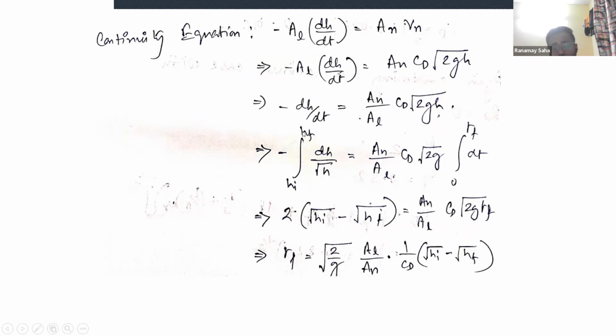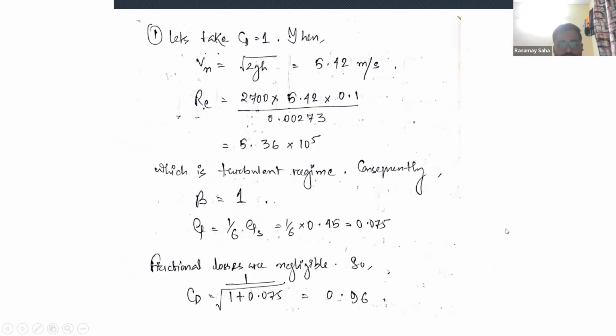Okay, now you integrate dH and dt from both sides. You integrate h from hi to hf, and time from 0 to tf. What is hi? Initial height, and hf the final height, and tf the final time. Time starts from 0. Using that, you can find the pouring time, which is root 2 by g, A_L by A_N, 1 by Cd, root hi minus root hf. Okay.